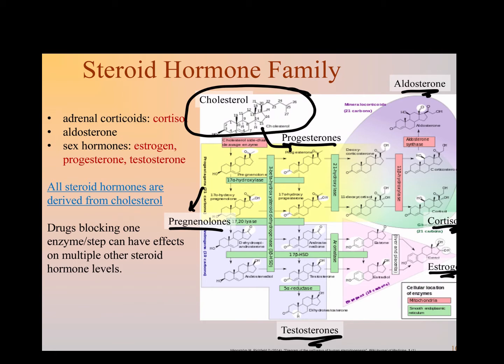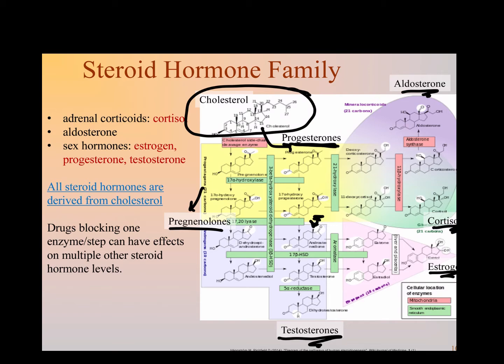So one of the main things to think about here is these are all going to be structurally fairly similar. And if they're structurally similar, then they're more likely to be able to cross-bind to each other's receptors. So some progesterones are close enough in structure to testosterones that they can bind to testosterone receptors.